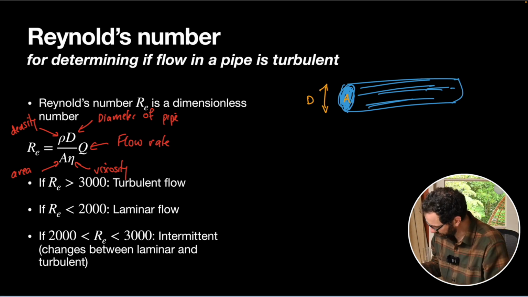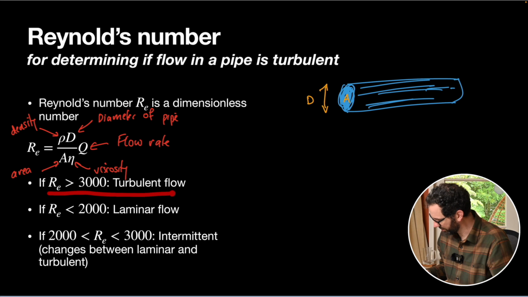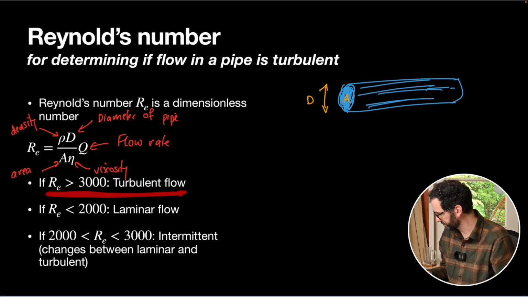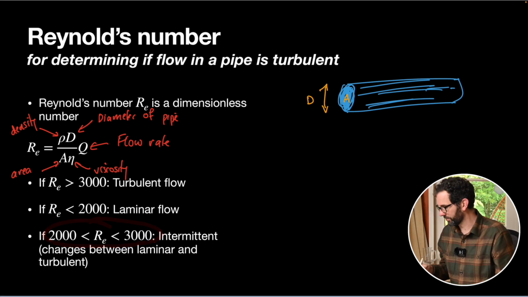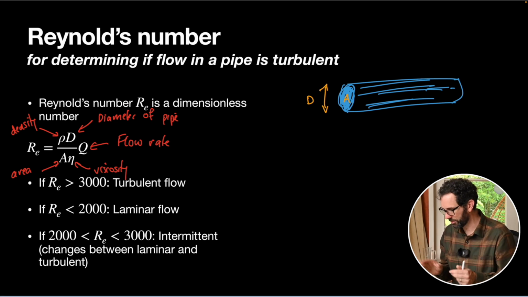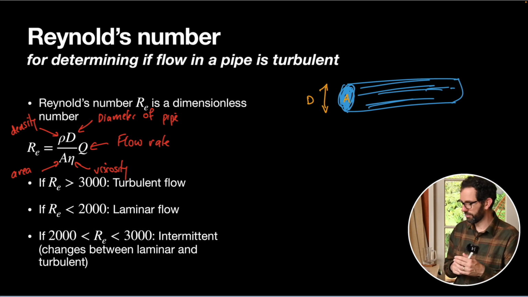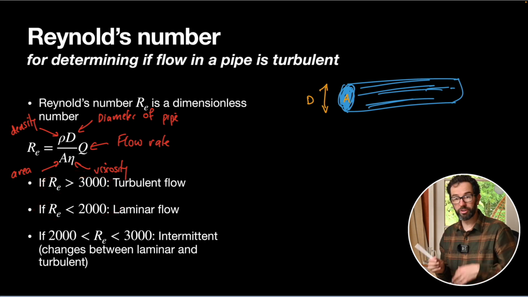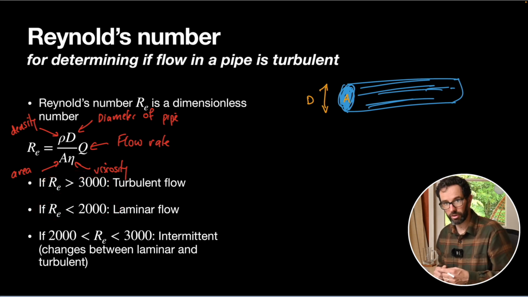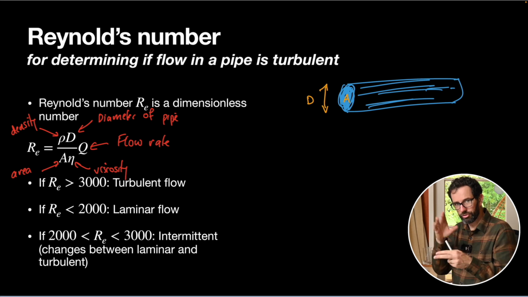So it turns out if your number is larger than 3000, then you will be looking at a flow that is pretty much guaranteed to be turbulent. If your number is less than 2000, then your flow is going to be laminar. And if you're somewhere in between, then what you'll get is a flow where it sort of changes. It's going to be oscillating between laminar and turbulent over time, and it's not going to settle down into any one particular kind of behavior. But if you're outside of those limits, then you can predict what the flow profile will look like, whether it will be the nice smooth laminar flow or the choppy turbulent flow.